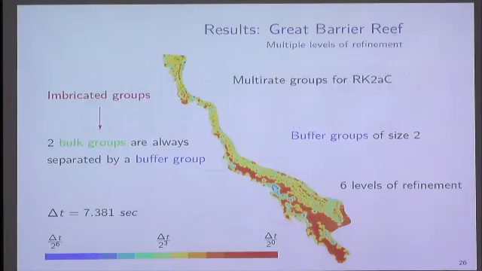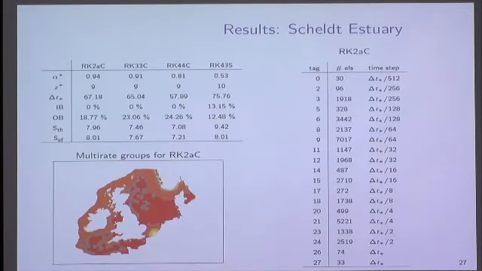So here's an illustration of the time steps that are used in the Great Barrier Reef. Here you have 6 levels of refinement, the buffer groups of size 2 at each time, and the two bulk groups are always separated by buffer groups of size 2. And here the smallest time step, the reference time step that is taken, is 7.38 seconds.